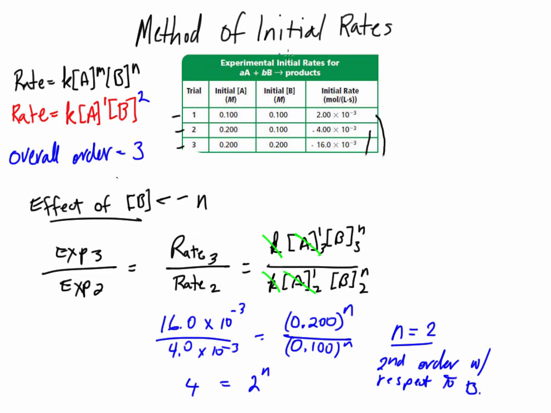And that's how you use the method of initial rates to solve for the orders of your reactants. Now if you wanted to solve for k, you would do k equals rate over [A] to the first power and [B] to the second power, and you can solve for k. I'm not going to do that because I'm going to save some time here, but that's pretty much it.